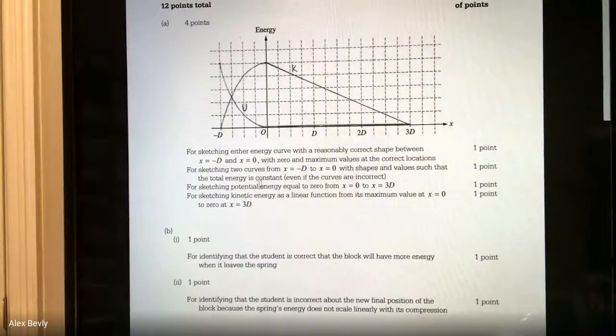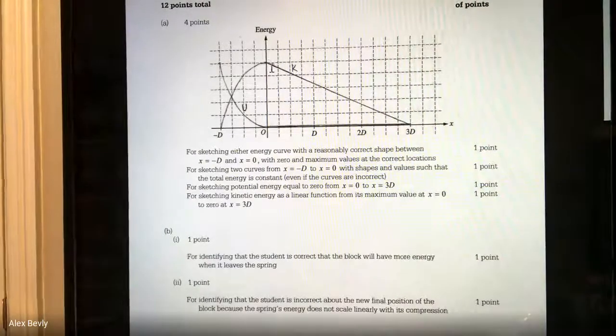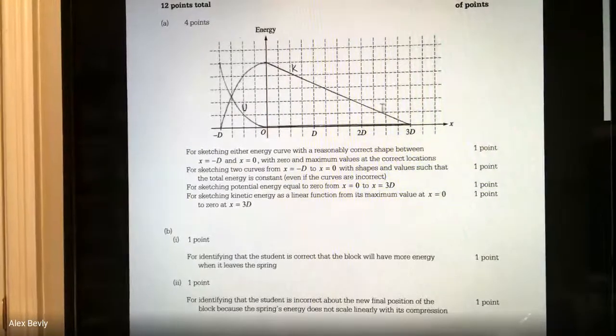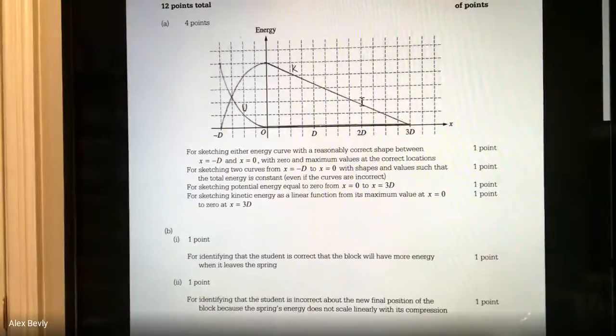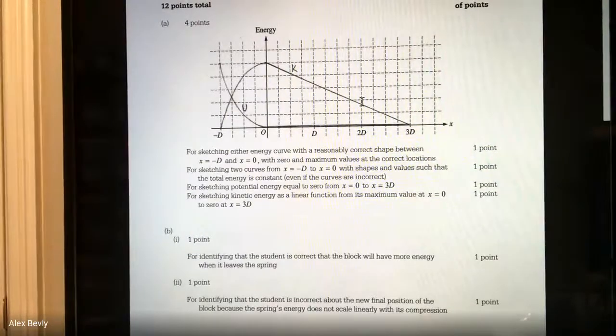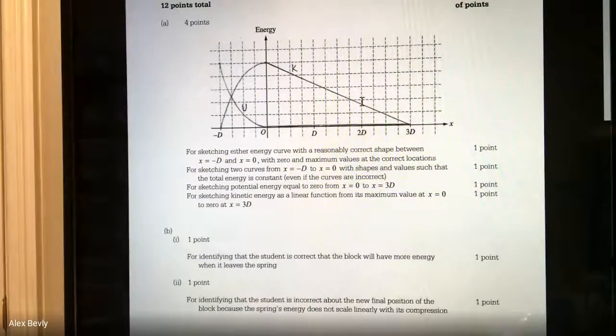And then the last point is sketching kinetic energy as a linear function, maximum value at 0, and you're slowly losing energy as your position increases until you get to 0 here. So kinetic energy has to be maximum at equilibrium, it has to reach 0 at point 3D, and it has to be linear. Now again, linear, hopefully you have a straight edge at home, a ruler, or just anything that's relatively straight that you could use. If you don't, just try to draw it as straight as possible, and then right next to it, this is a straight line.